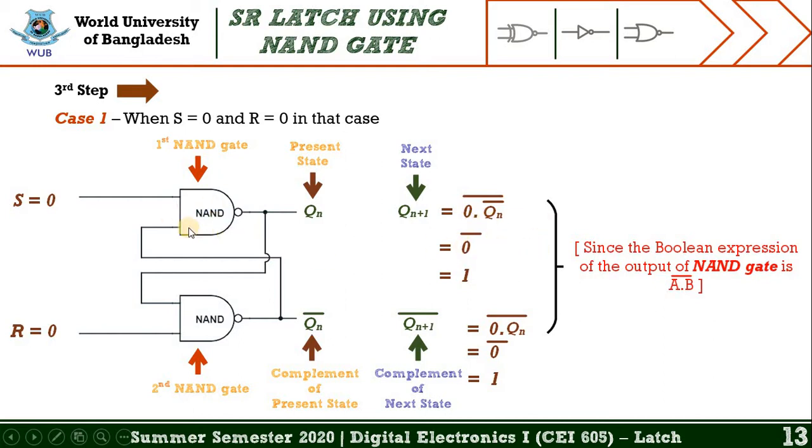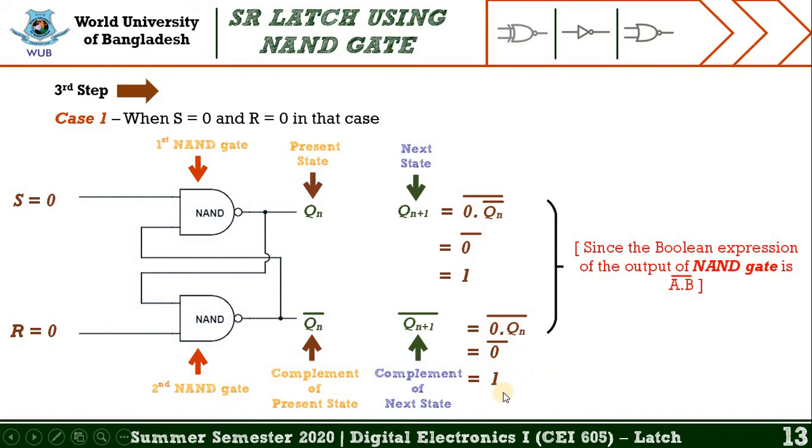Why did we find this? Because the output of a NAND gate should be A and B whole bar, if the inputs of that NAND gate are A and B. And if we look at the complement of the next state, since the lower NAND gate also has two inputs, one is R, which has a value of 0, and another input is the present state, which is symbolized by QN. That's why we may find 0 and QN bar.